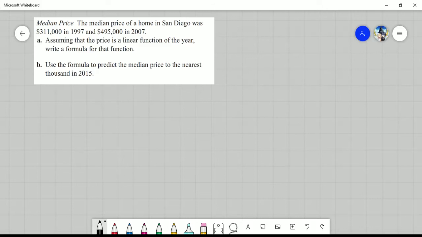So part A says, assuming that the price is a linear function of the year, write a formula for that function. So they're asking us to write out a linear formula for these prices for this home in San Diego. So if we're trying to write a linear function, well, we know a linear function has the leading coefficient, the variable has an exponent or power of, understood, 1.